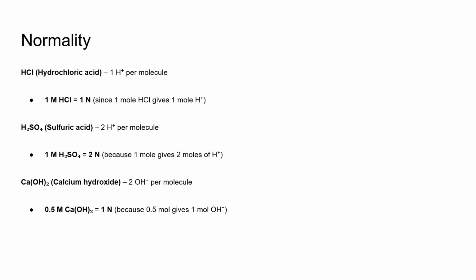When we look at this one, our hydroxide, there's 2 of them. So there's 2 hydroxide ions that can be given off per molecule. So if we do a half molar of the OH, it's 1N. Because if we had 1 molar of Ca(OH)2, it would have been 2N. But since they're asking about a half molar, then that would be half of 2. So that would only give us 1 normality.